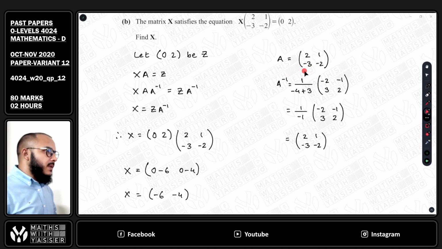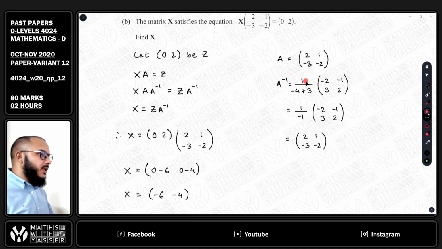If A is 2, 1, minus 3, minus 2, A inverse will be 1 over AD minus BC. So AD is 2 times minus 2 is minus 4. Minus BC will be minus 3 times 1 is minus 3. So double negative will give me a positive, so minus 4 plus 3. And these two values will swap. Minus 2 will come over here and 2 will come over here. This is what has happened.